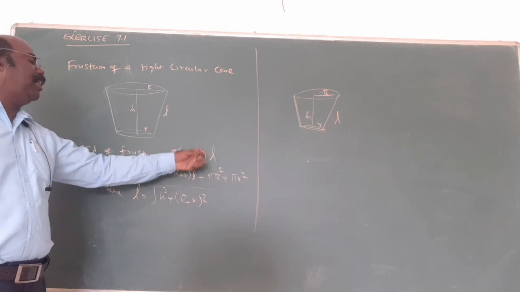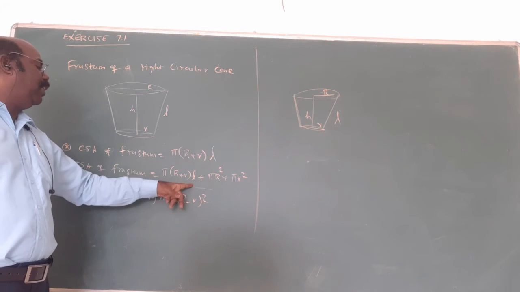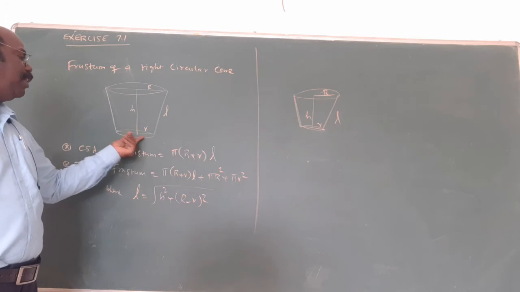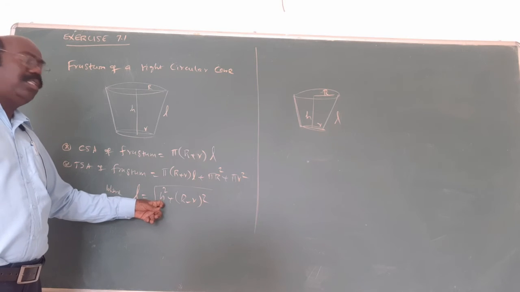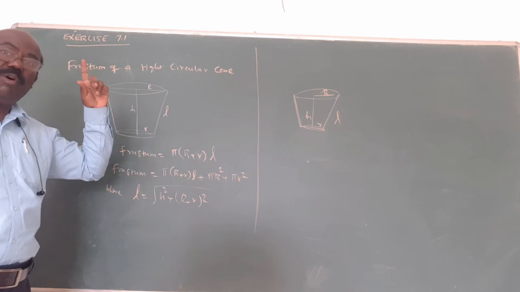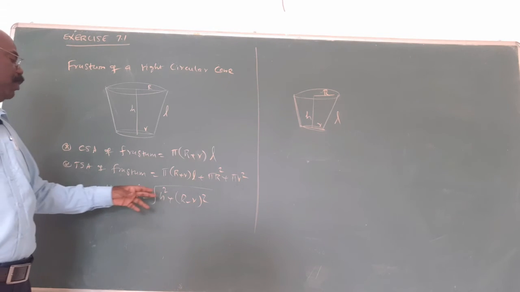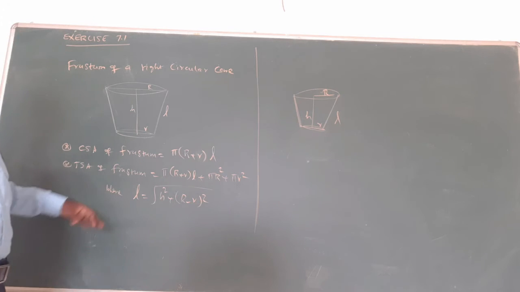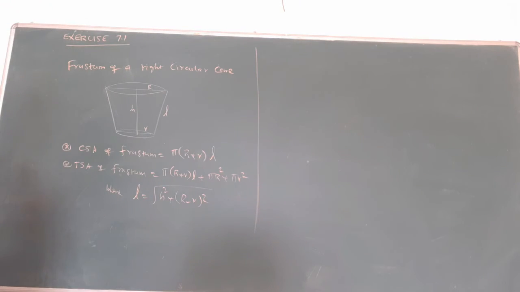The total surface area of the frustum is pi times (R plus r) times L, plus the area of the top, pi R square, plus the area of the bottom, pi small r square. And L equals root of h square plus (R minus r) whole square. That's the formula. Suppose capital R and small r are given, to find L this is the formula. This gives the area of the surface of the frustum.